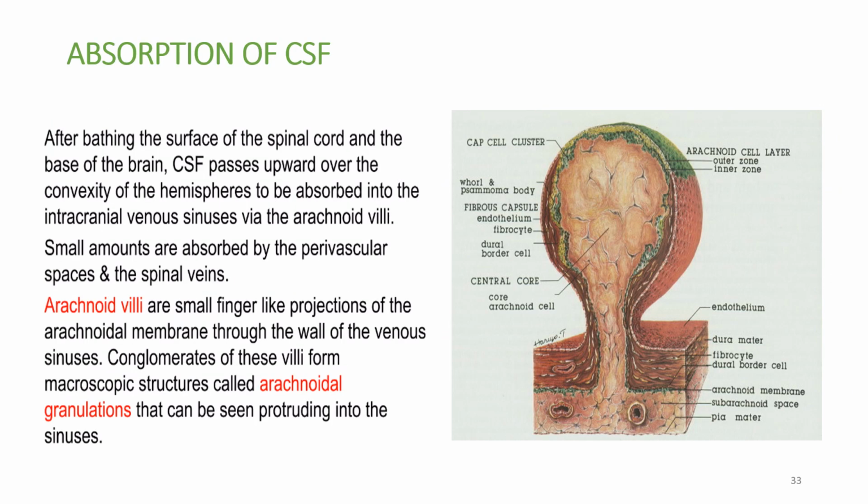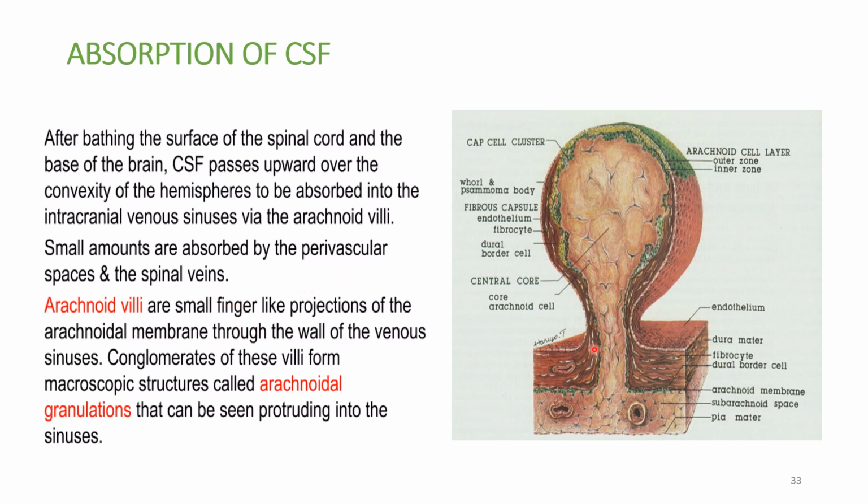Next, coming to the absorption of the CSF. We know that arachnoid villi, that is arachnoid granulations, will take up the CSF. After bathing the surface of the spinal cord and the base of the brain, the CSF will pass upward over the convexity of the hemispheres to be absorbed into the intracranial venous sinuses. So we have seen that the CSF flows in the subarachnoid space and is absorbed through the arachnoid villi. Small amounts are absorbed by perivascular spaces and the spinal veins also.